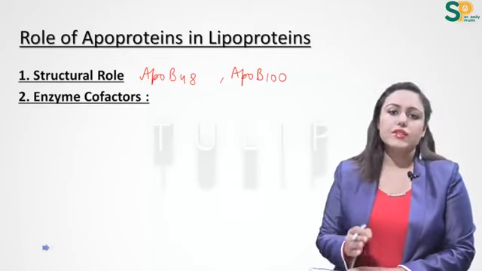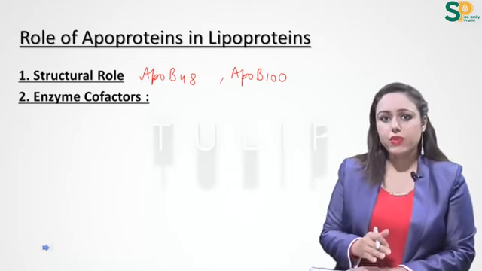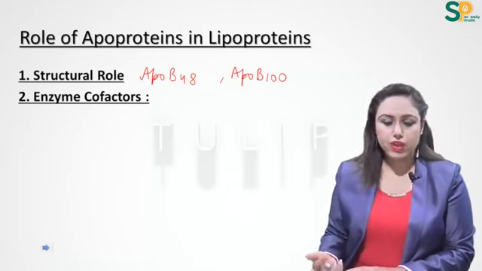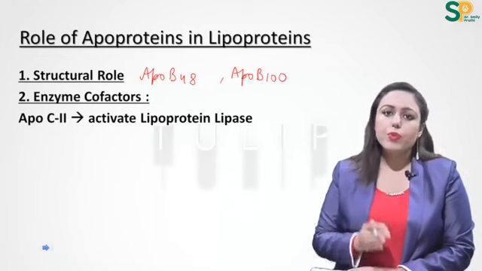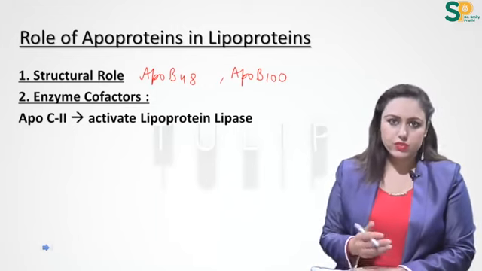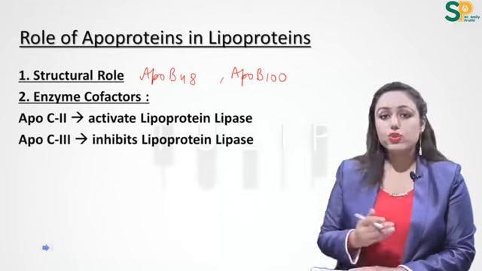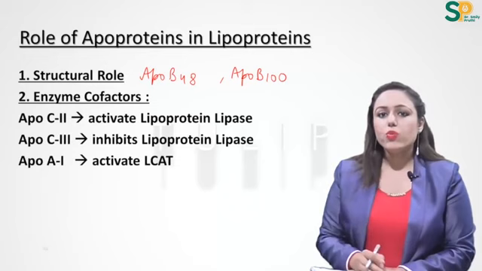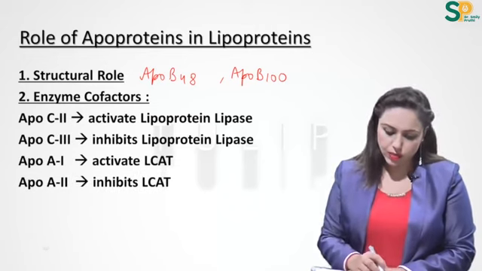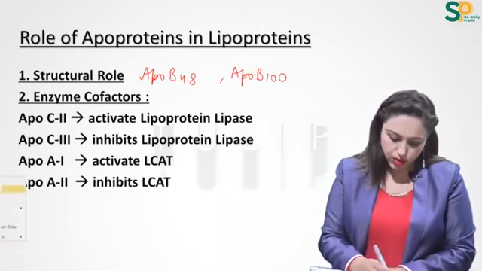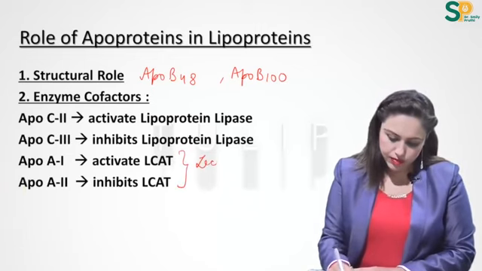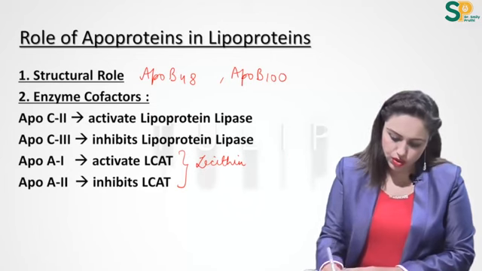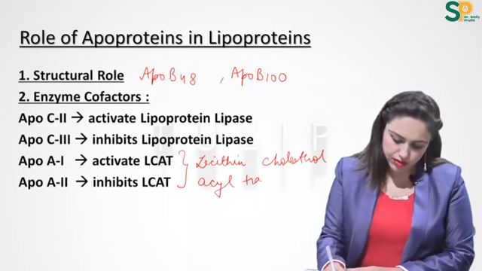Next role is they can act as enzyme cofactors. Either they can be activator of an enzyme or they can be inhibitor of an enzyme. For example, Apo C-II is activator of lipoprotein lipase. We have just done that question. Apo C-III will inhibit the same enzyme, lipoprotein lipase. Apo A-I will activate LCAT and Apo A-II will inhibit LCAT. What is this LCAT? The full form is lecithin cholesterol acyl transferase.